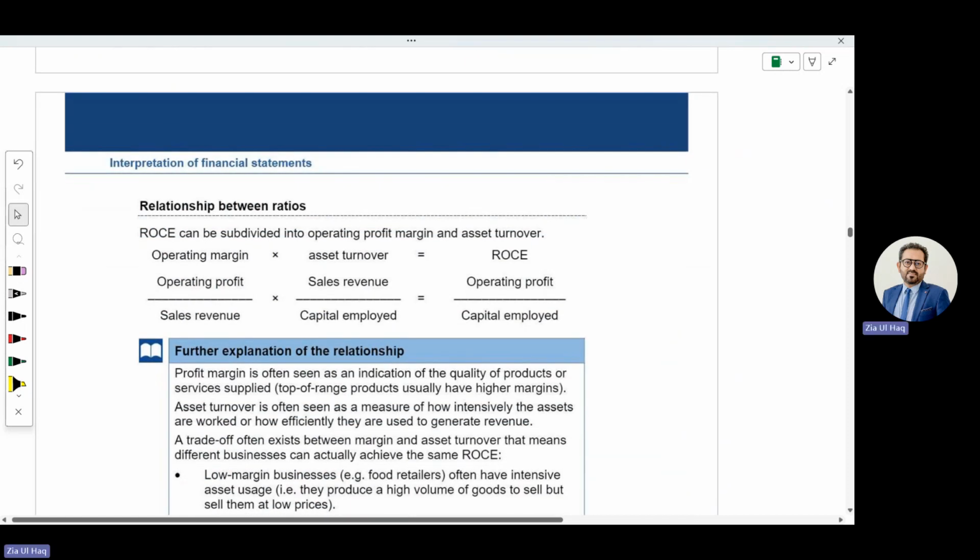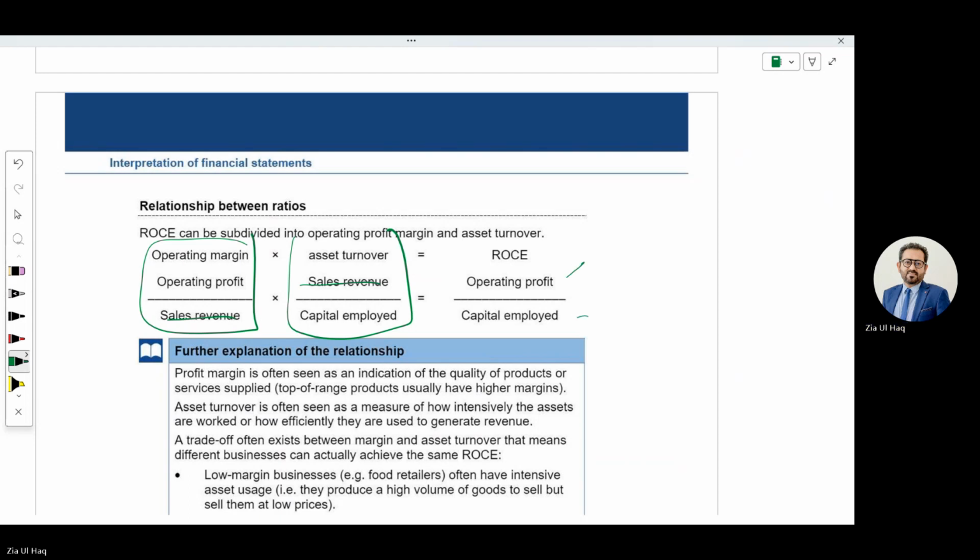And there is a relationship between asset turnover and operating profit margin. Operating profit margin formula is profit over sales. Asset turnover formula is sales over capital employed. If we multiply both ratios, operating profit margin and asset turnover, the sales will be cancelled. So we will arrive at operating profit over capital employed. Is that fine?